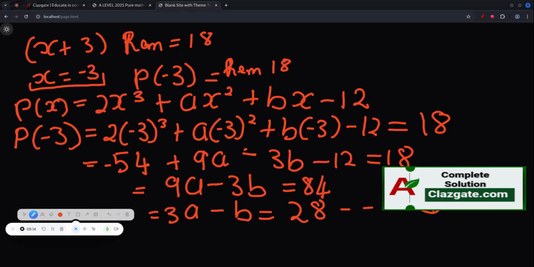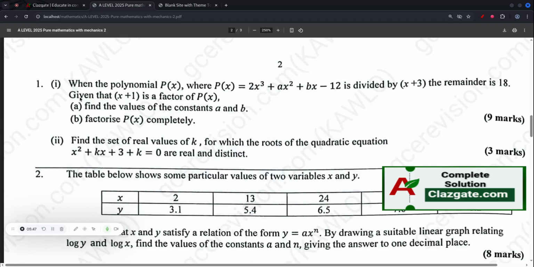So equation 1 comes from using x plus 3 as the divisor, giving a remainder of 18. We need a simultaneous equation here so that we can find the values of the constants a and b. So x plus 3 is giving us a remainder of 18. In the question, they said it also has a factor. I know that when a number is divided by its factor, the remainder is 0. So let me go to the question again. The question says that given that x plus 1 is a factor of p of x, don't forget x plus 1 is a factor of p of x, and then x plus 3, the remainder is 18.